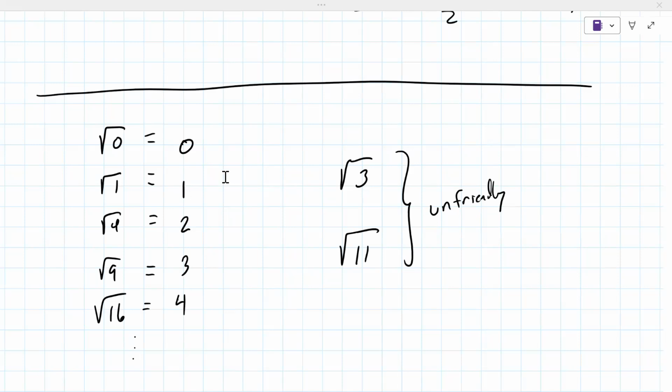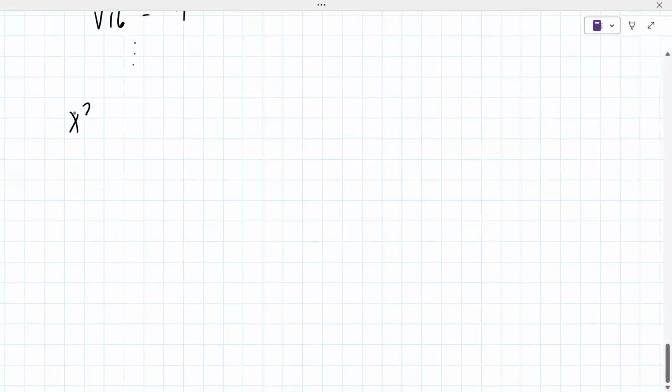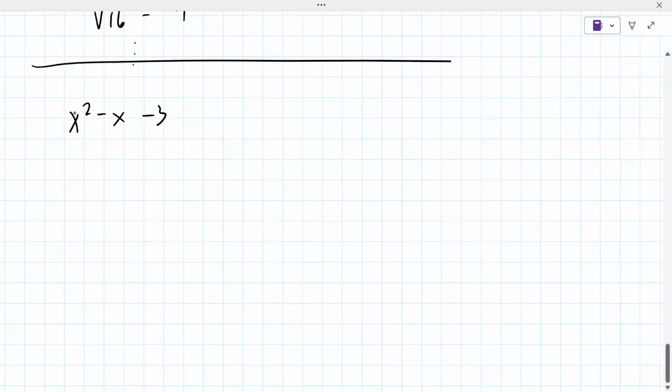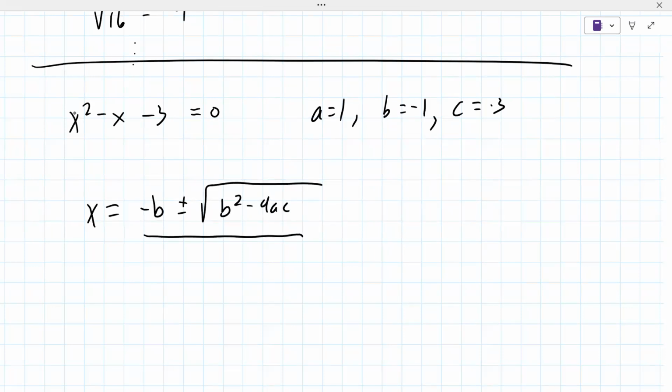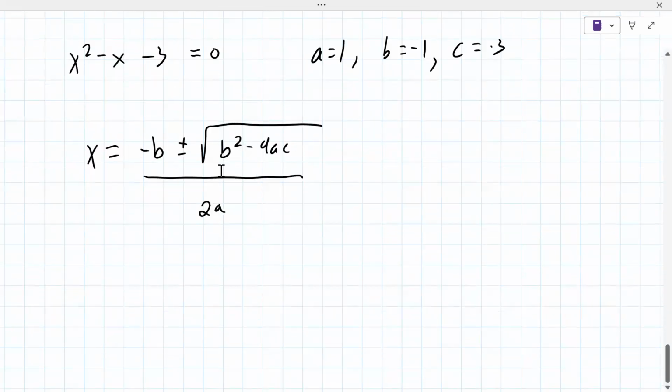All right, so here's one for us to try. It doesn't look too bad at first glance here. x squared minus x minus 3. This one does not factor. a is 1, b is -1, c is -3. Always a good idea to write the quadratic formula a few times here. All right, so I want you to calculate the part under the root here, please.